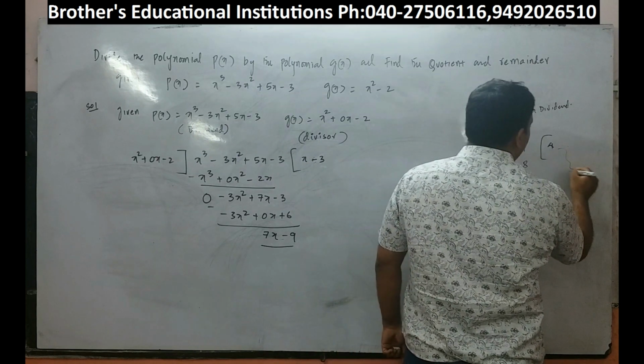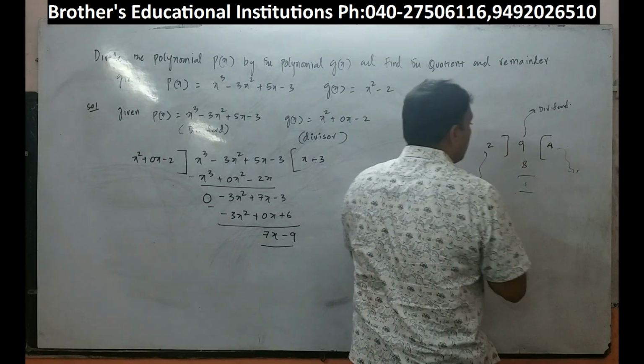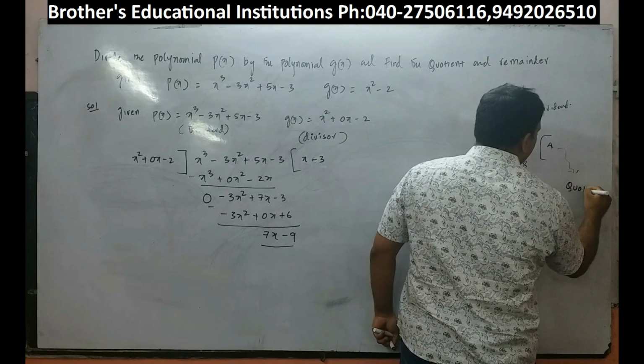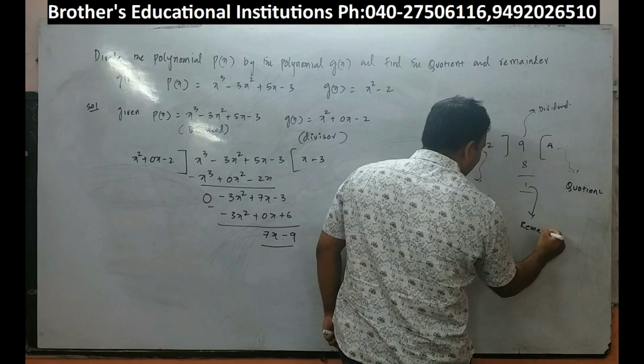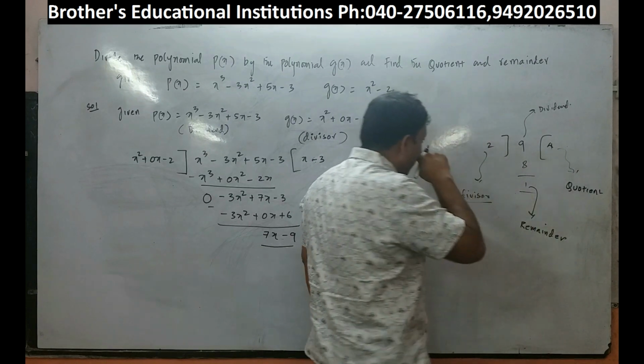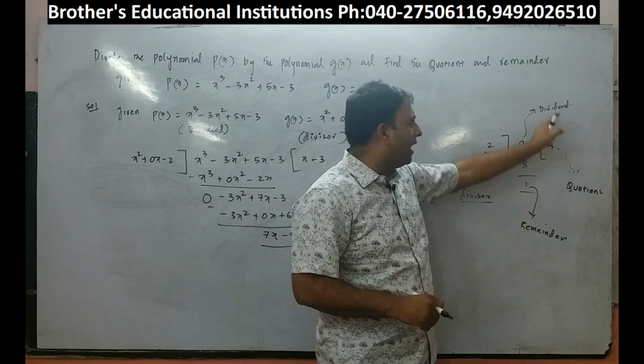What is this 4 called as? 4 is called as quotient. And what is 1 called as? 1 is called as remainder, right? So this is just to explain to you what divisor, remainder, quotient and dividend is.